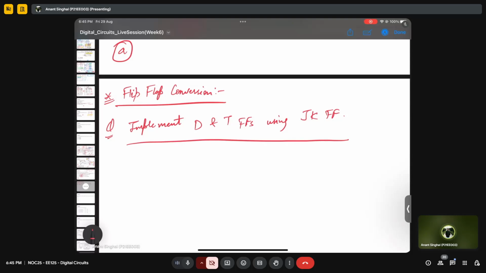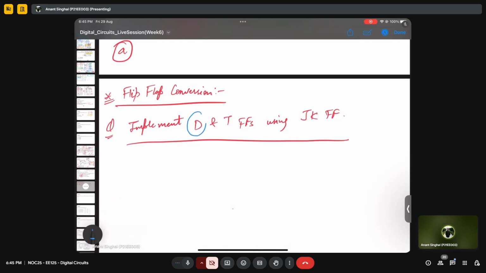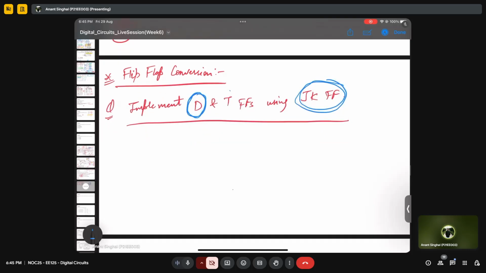Are you able to understand the question? You have to implement or make a D flip flop, but you have a JK flip flop in your hand. How will you do it? This is a basic question. And then the second part is you have to do the same with the T. So let's start with one by one.